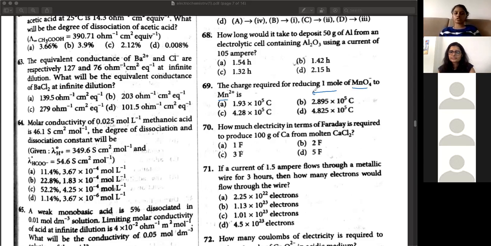Okay, so here we'll find the oxidation number of Mn. Correct. So on the LHS this is the ion, on the RHS this is the ion. So what is the difference in the number of electrons?